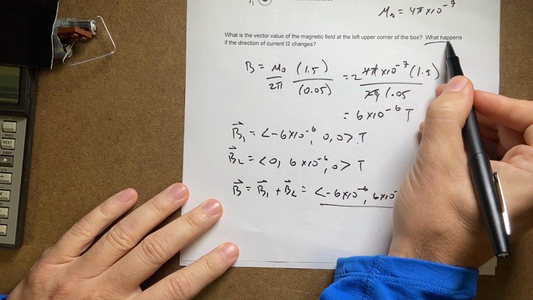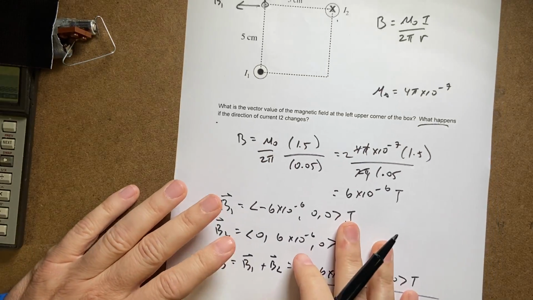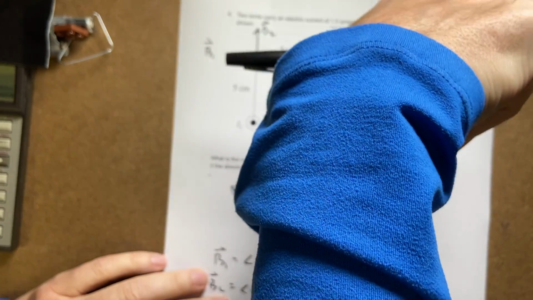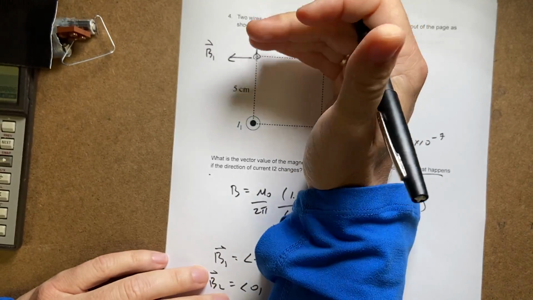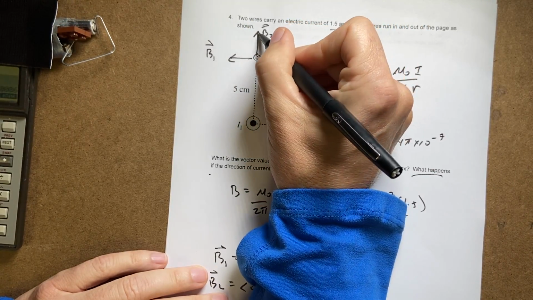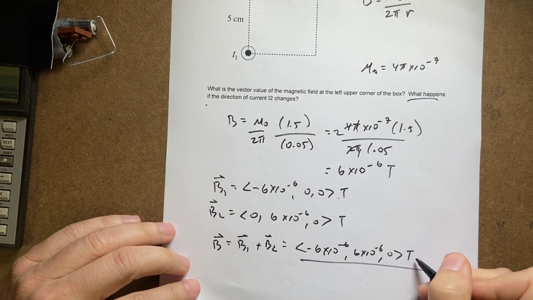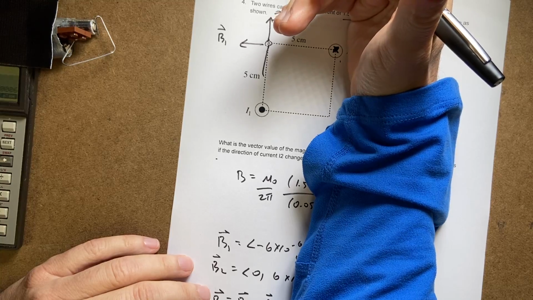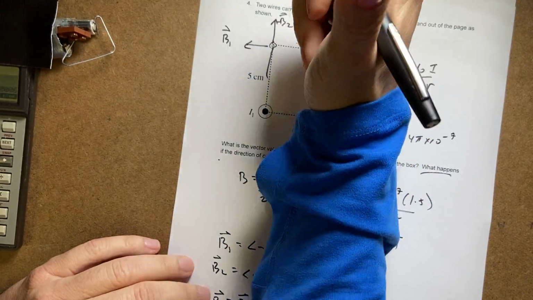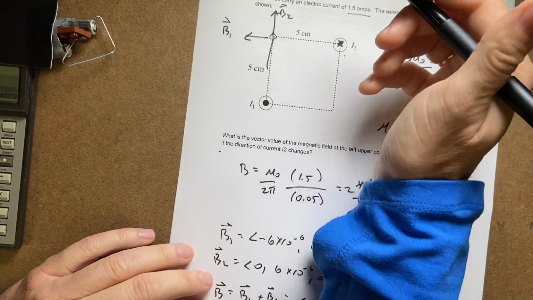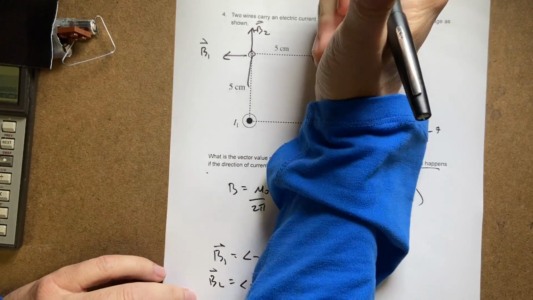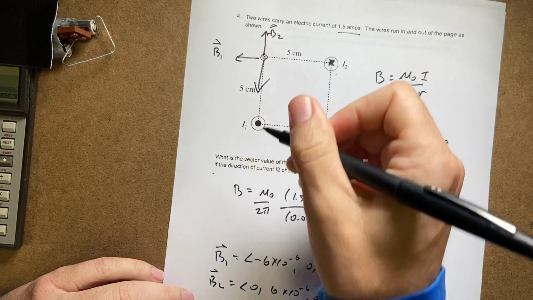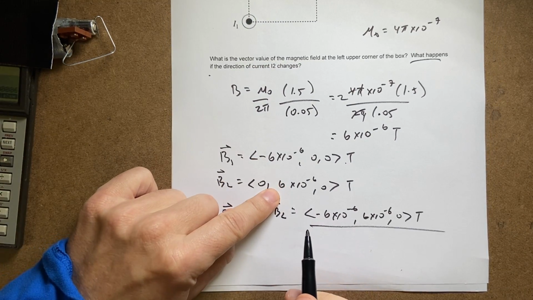Okay, now what happens if the direction of current I2 changes? So what happens up here if this is into the board? Well, now, oh, I got that backwards. Okay, that's actually the second case. The first case, this would be, wait, I had it. No, I'm sorry, that's right. I was looking at what I just drew. So if the magnetic field's coming out like this, then the magnetic field due to 2 would be down. And the only thing that would change would be the sign of this right here.